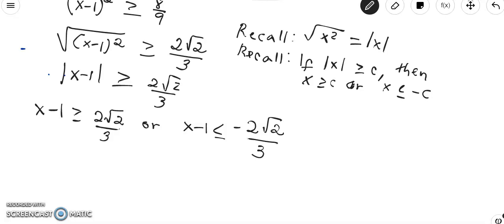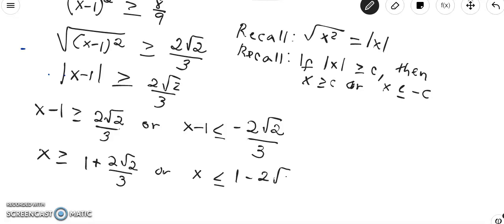So, add natin both sides by 1. So, magiging x is greater than or equal to 3 plus 2 square root of 2 all over 3, or so pwede rin naman natin isulat as 1 plus 2 square root of 2 over 3, or x is less than or equal to 1 minus 2 square root of 2 over 3. So, ito yung domain of the inverse.